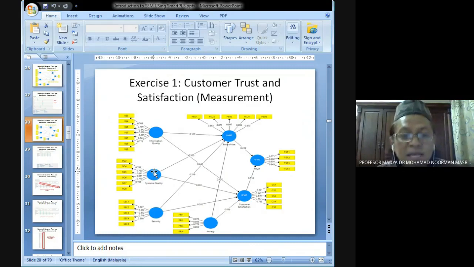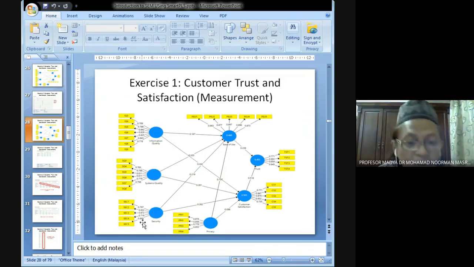Just now I said that in the measurement model, there are two assessments. The first one is called convergent validity. Convergent validity is about how good all these items are, like here, 1, 2, 3, 4, 5, 6, 7. How good are all these 7 items in measuring information quality? How good are all these 6 items in measuring system quality? How good are all these 5 items in measuring security? That is what is meant by convergent validity.